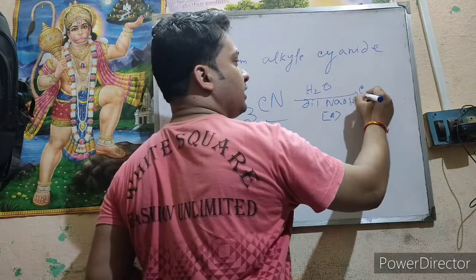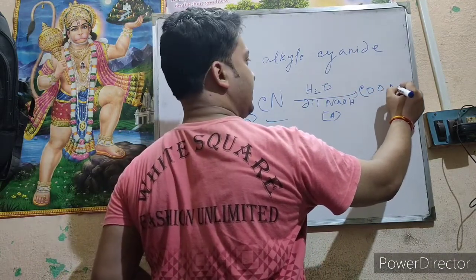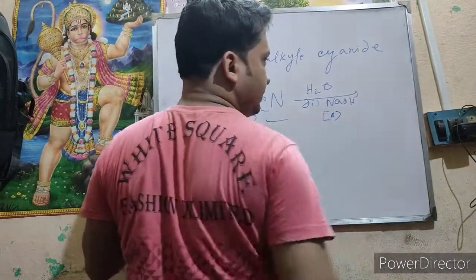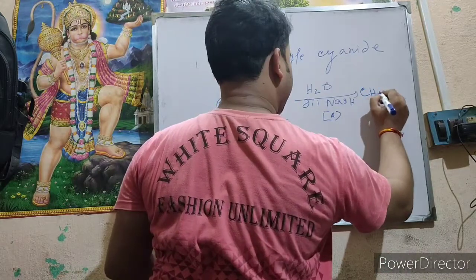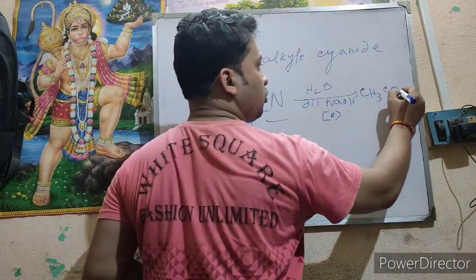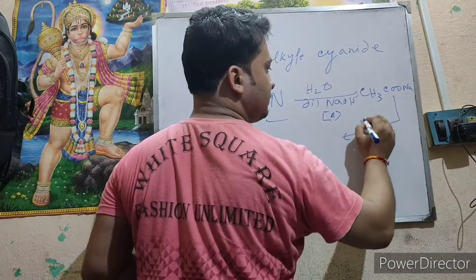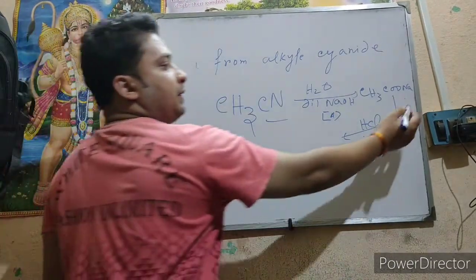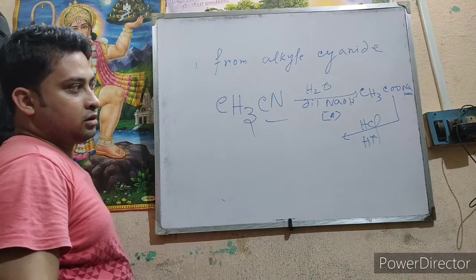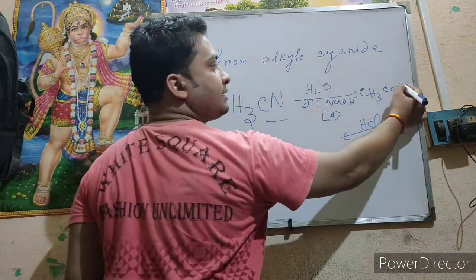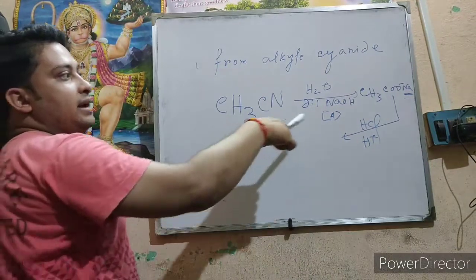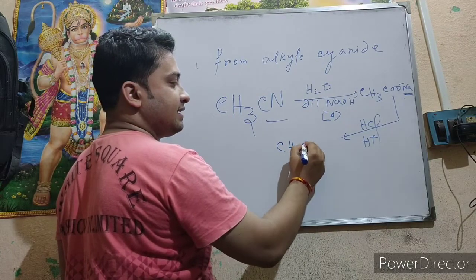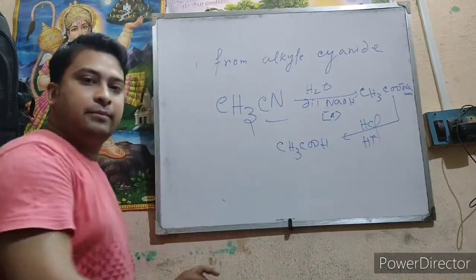the product is CH3COONa. Then you acidify it with the acid. It gives you H plus. So Na plus is removed from here, and this is minus and this is plus, H plus. So CH3COO minus reacts with this H plus. So you get the product acetic acid, that is CH3COOH. Very simple.